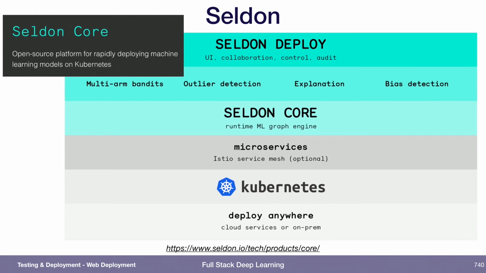So it gives you that kind of cool stuff too, bandits, outlier detection. And it gives you a UI to visualize your deployed models, maybe audit how things are happening. Unfortunately, I couldn't find a screenshot of any of this stuff. So if you use it, please post some screenshots in Slack.